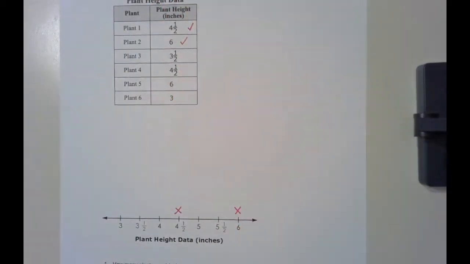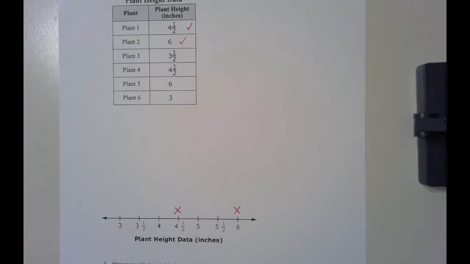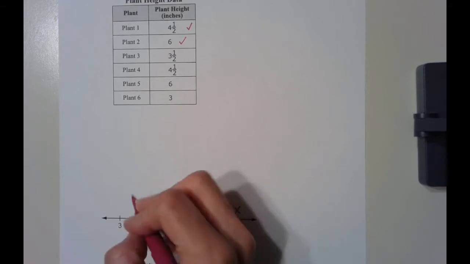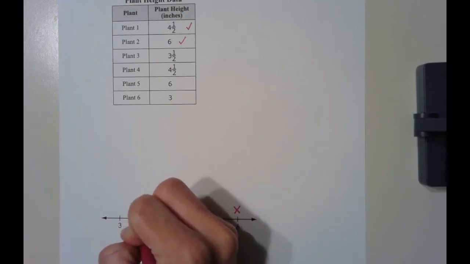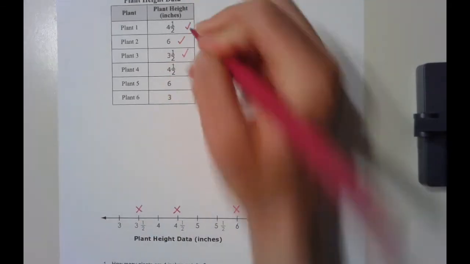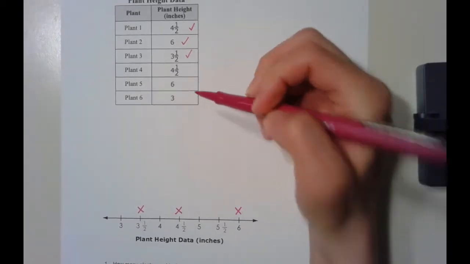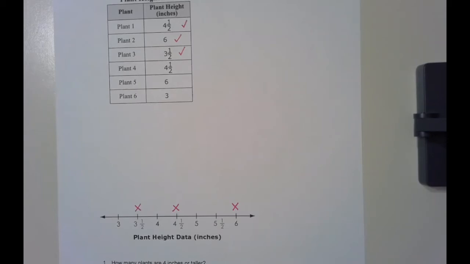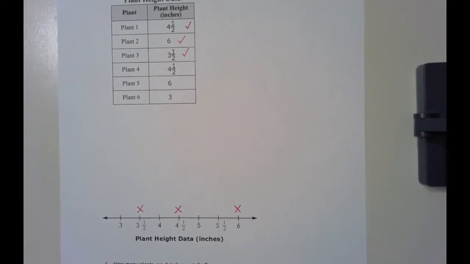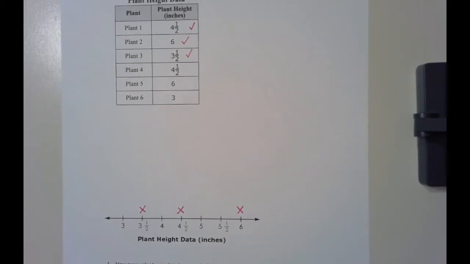Plant number 3 is 3.5 inches. So where do you think you're going to put your X? Okay. If you guessed right above the 3.5, you are correct. Now, go ahead and plot these last 3 on your own, and then I will show you what it should look like, and you can compare yours. I'm going to give you a moment to try that.